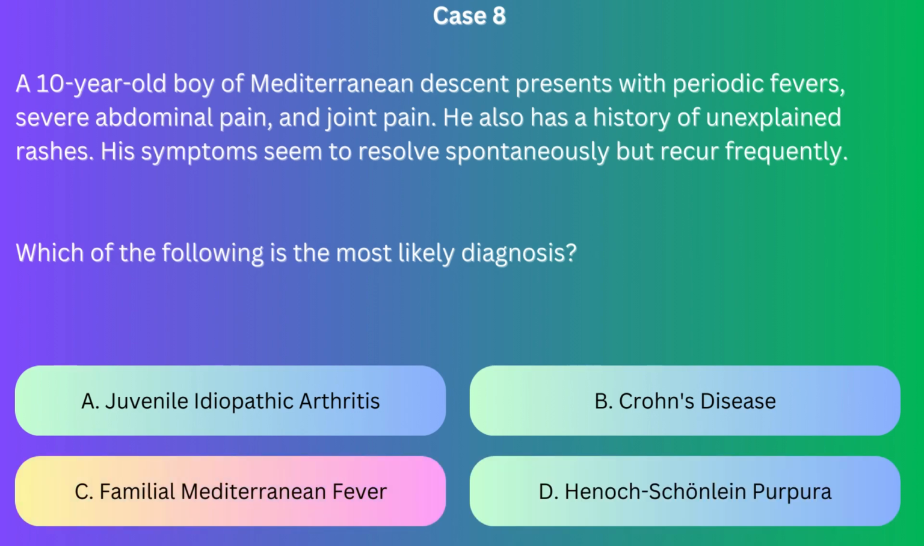Familial Mediterranean fever is an inherited autoinflammatory disorder common in individuals of Mediterranean descent, characterized by recurrent episodes of fever, abdominal pain, joint pain, and rash. These episodes are self-limited but recur frequently. The periodic nature of the symptoms and the patient's ethnic background are important clues. Other conditions like juvenile idiopathic arthritis, Crohn's disease, and Henoch-Schönlein purpura have different clinical features and don't typically present with recurrent fever and systemic inflammation.